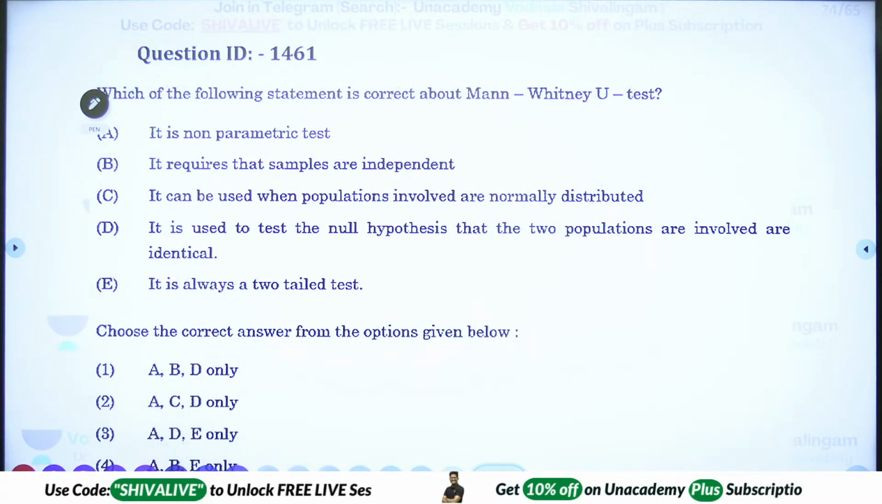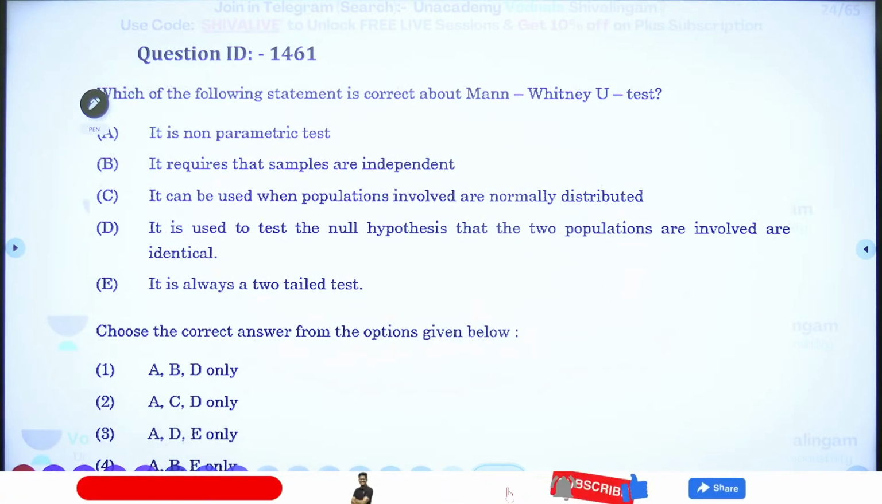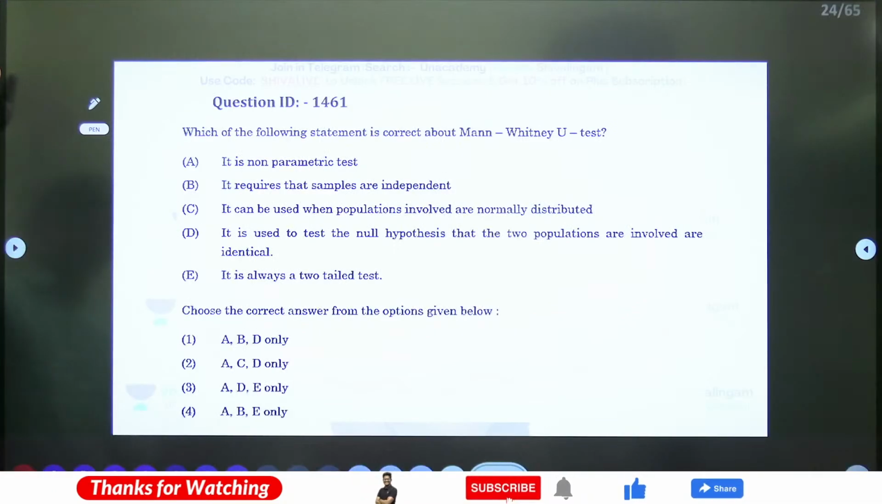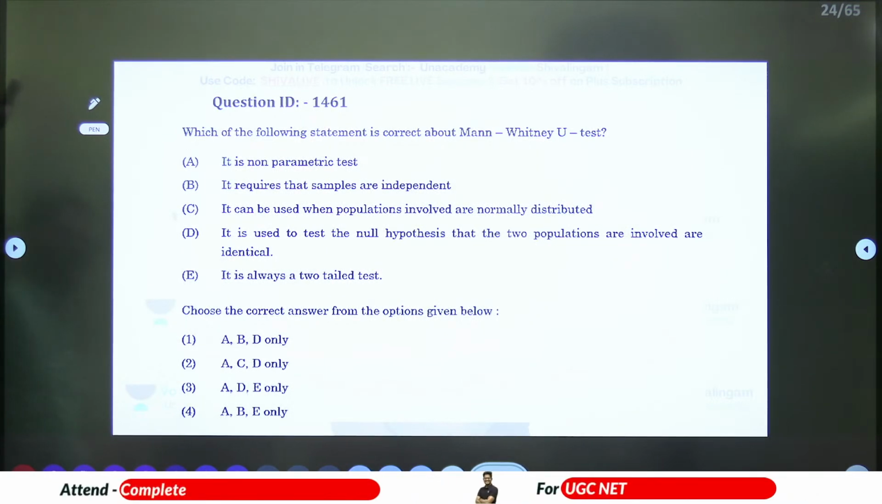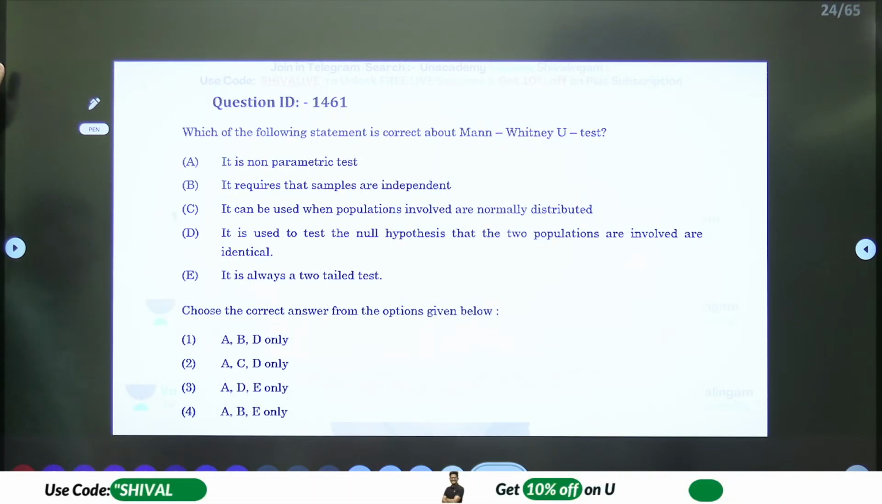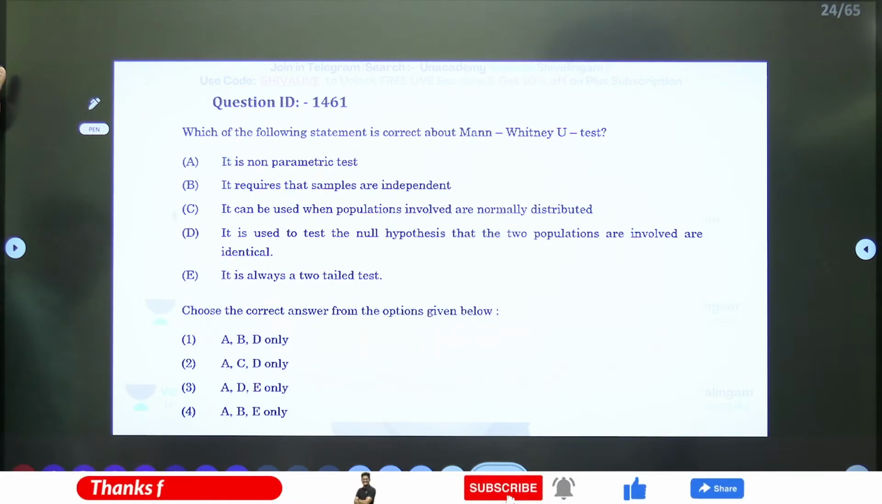Next, which of the following about the Mann-Whitney U test is correct? It is non-parametric. Anyway, all options are having Mann-Whitney. Sorry, it is non-parametric. It requires that samples are independent. It can be used when the populations are normally distributed, and it is used when the null hypothesis of two populations are identical, and it's a two-tailed test.